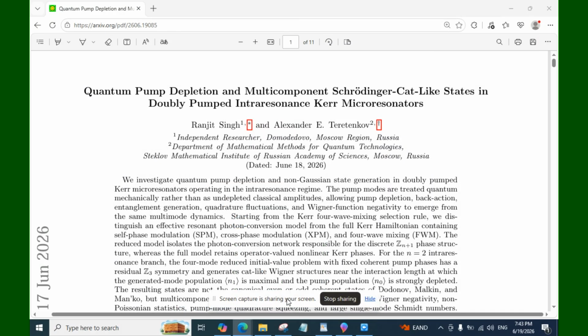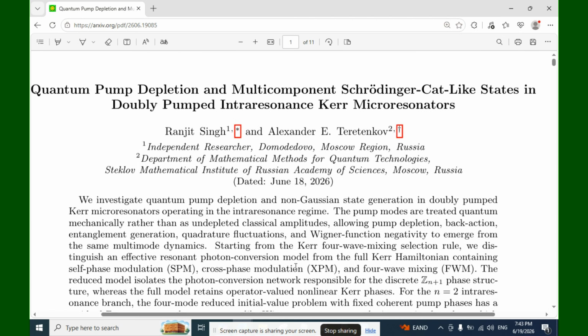In the name of Almighty God, I'm Master Hassan Kasha, and today I want to talk about quantum pump depletion and multi-component Schrödinger cat-like states in doubly pumped intra-resonance Kerr microresonators. It was written by Singh, Alexandre, and Tertenkov, independent researcher, Moscow University Department of Mathematical Methods for Quantum Technologies, Steklov Mathematical Institute of the Russian Academy of Sciences, Moscow, Russia.